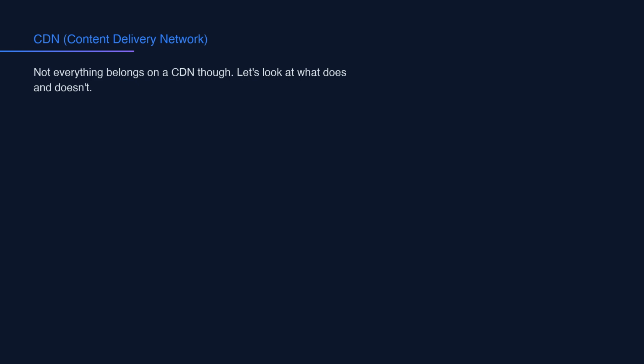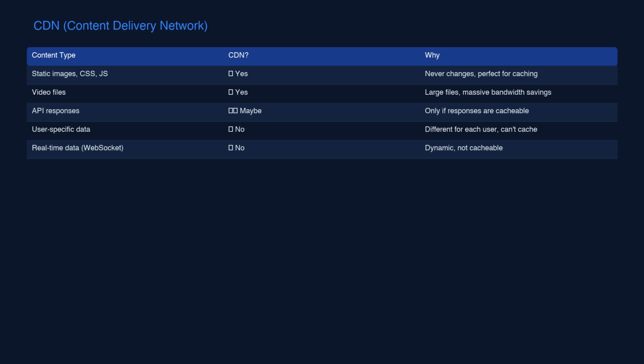Not everything belongs on a CDN, though. Let's look at what does and doesn't. Static files like images, CSS, and JavaScript are perfect for CDN caching. Video files save massive bandwidth. API responses can sometimes be cached if they're not user-specific. But user-specific data and real-time WebSocket connections should never go through a CDN.